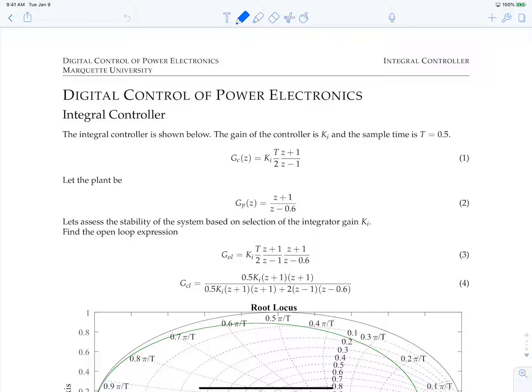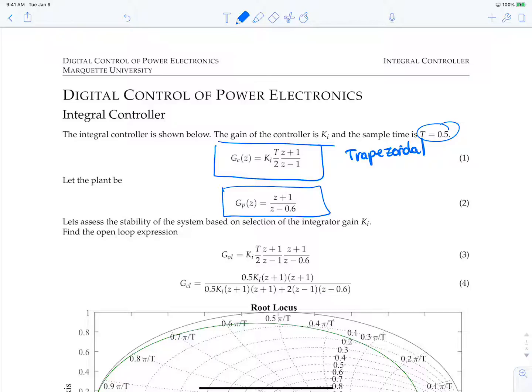In this section, we're going to talk about the integral controller. The first thing I've done is, in equation 1, written down the integral controller for a trapezoidal integration. So this is trapezoidal. We're going to use a sampling time of half a second. Let's assume we have some plant that looks like this and we would like to control it.